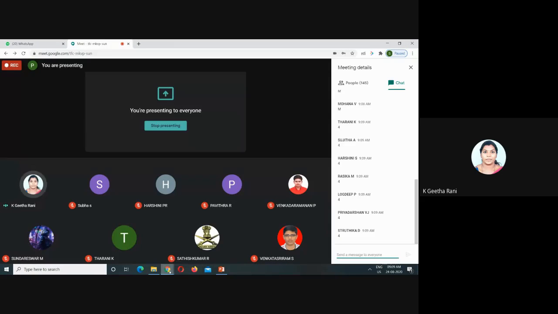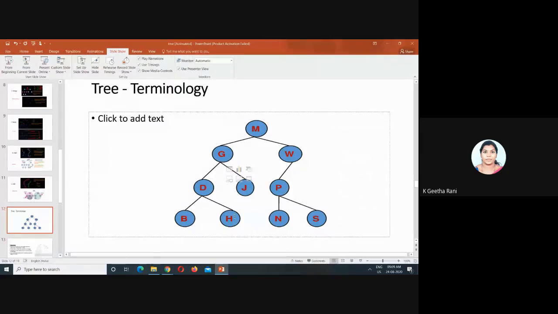Getting the answer 4 from many students. One has typed 5. Sukanya, Mohan Prakash, 5. 5 is the right answer. So what is the definition of internal nodes? If you have at least one child, we can call that an internal node. You have to include your root node also. So M is one internal node, G is another. Here M, G, W, D, P. Totally we have 5 nodes that can be called internal nodes.